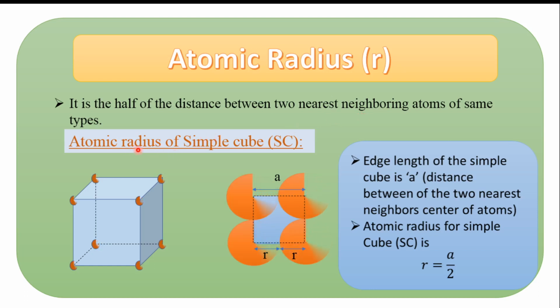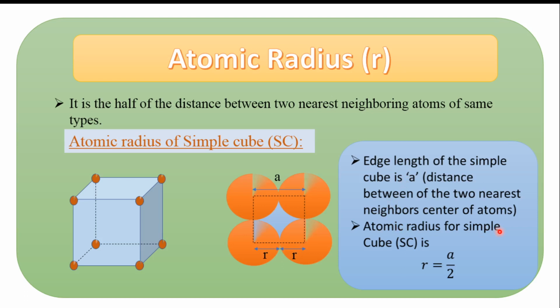So first we will discuss atomic radius of simple cube, that is SC. In simple cube the atoms are placed at the corners of the cube. The edge length of the cube is A, which is the distance between two nearest neighbor corner atoms. You can consider any edge, that is A.